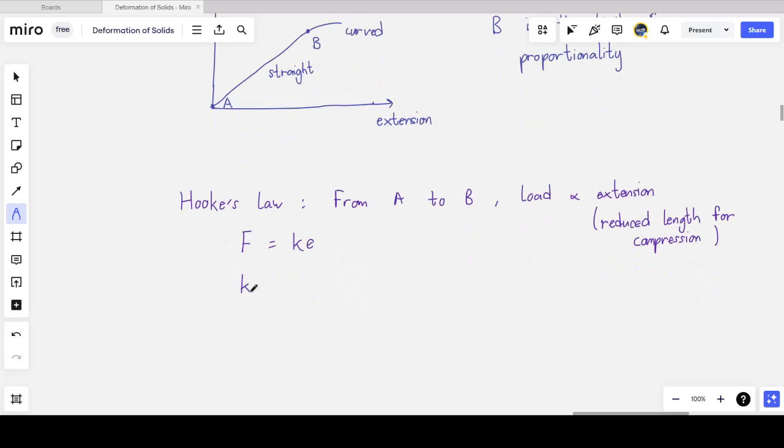So it turns out that this value k is the force applied per unit extension, and in this case, if the solid is a spring, we call this the spring constant. We also sometimes call this the force constant. So spring constant, force constant, or force per unit extension. I think the most general term is probably force constant. So it is the force per unit extension.